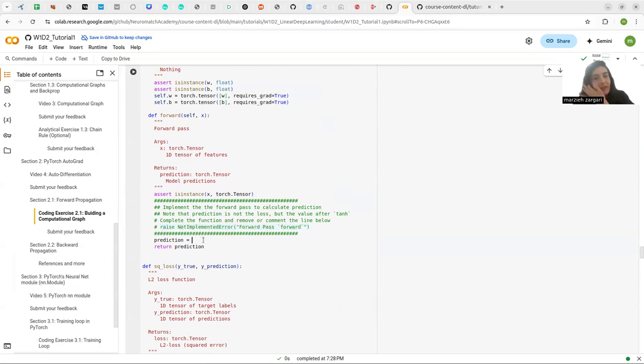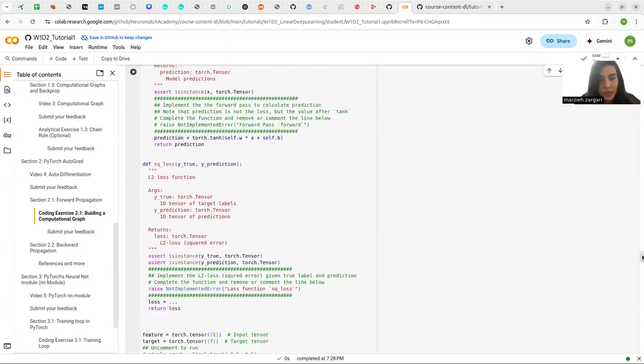Looking at our schema, we have just one weight, which is going to be multiplied by our x, our scalar inputs, and our bias is going to be added to it. Then we're going to have our activation function, for which we're going to use the PyTorch tanh method. Okay, and now we have our prediction.